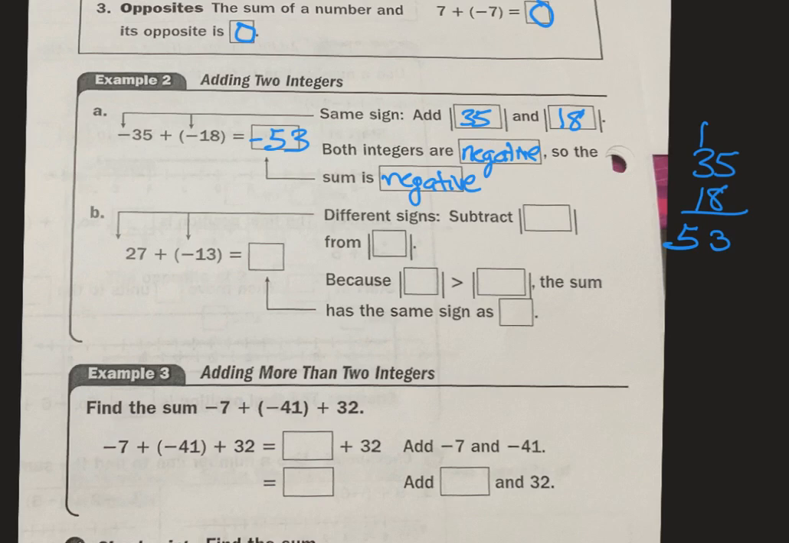Now, different signs you're going to subtract. Which one's bigger? You're going to subtract 13 from 27, right? Oh, it's 14. That's the answer. Because 27 is greater than 13, right? What's the sign going to be? Positive. The sum has the same sign as the 27. Sorry.